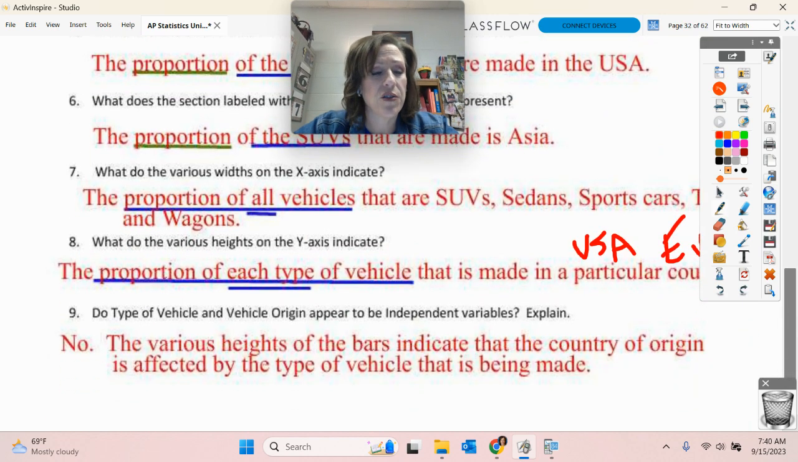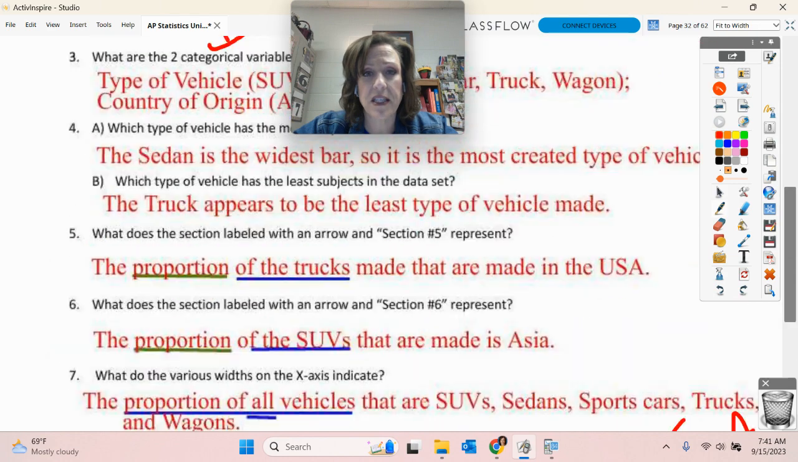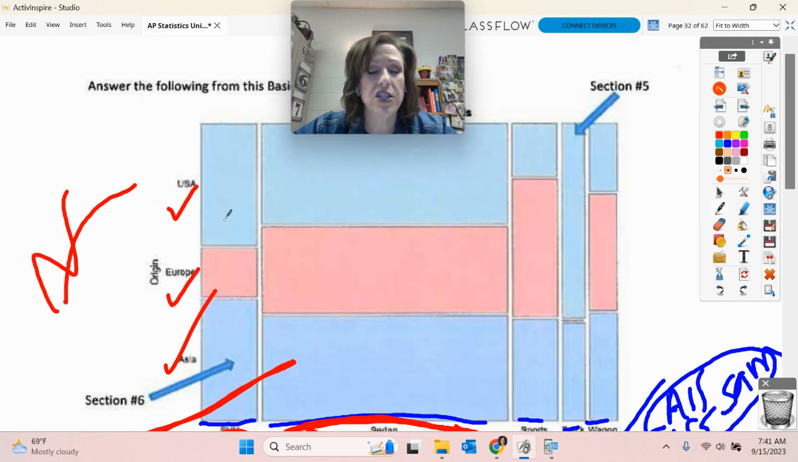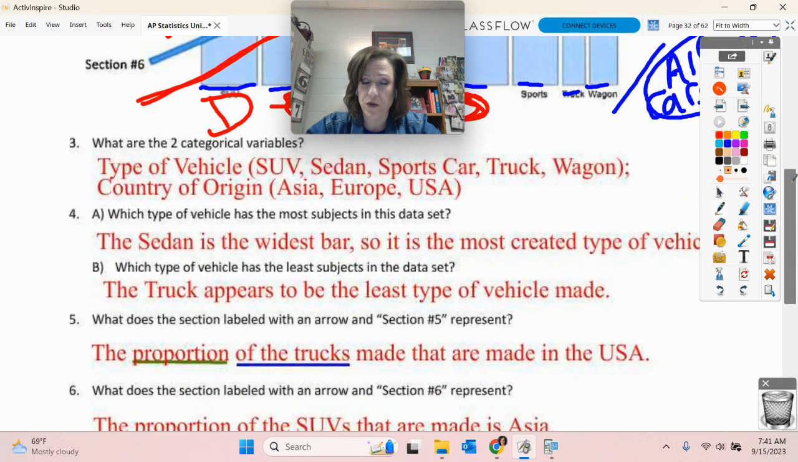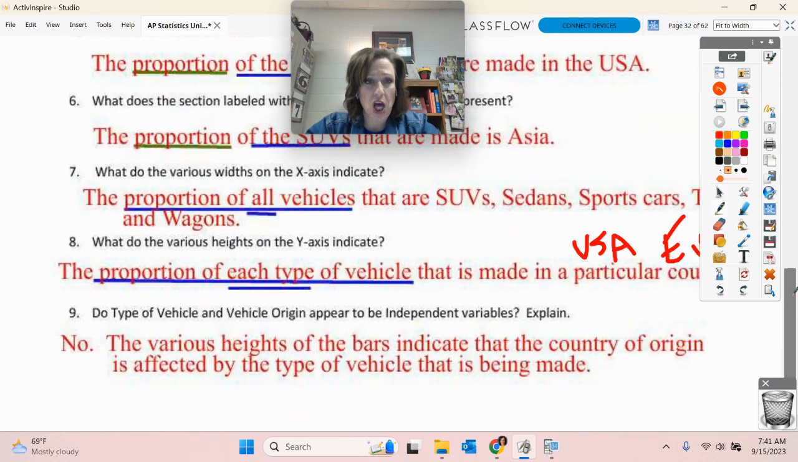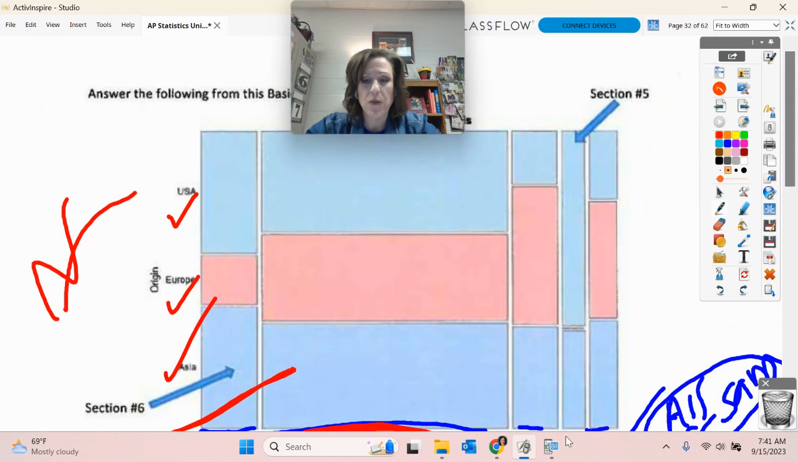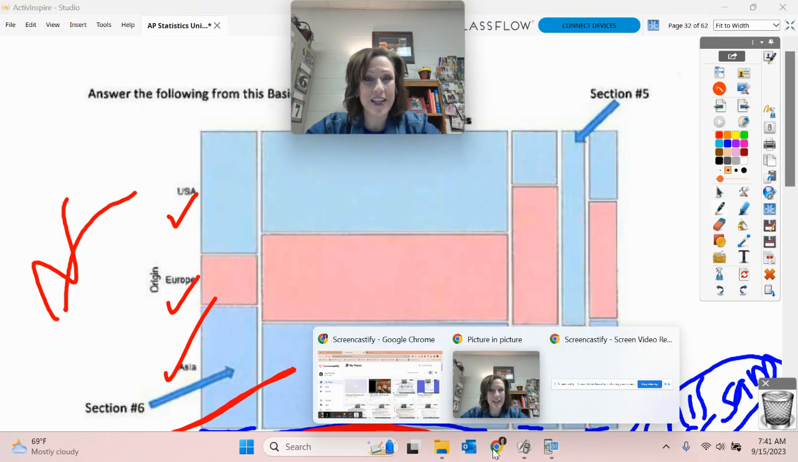Do the type of vehicle and origin appear to be independent? No, definitely the different heights of the bars indicate that there's definitely something going on. The fact that you are from a particular country changes the rate at which it made that type of vehicle. Okay, so that is going over the mosaic plot and how to correctly word all of those different things. So I hope that helps, and good luck on your quiz.